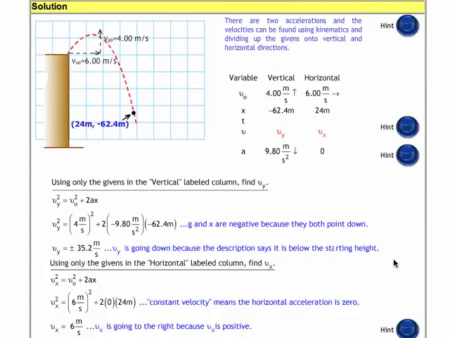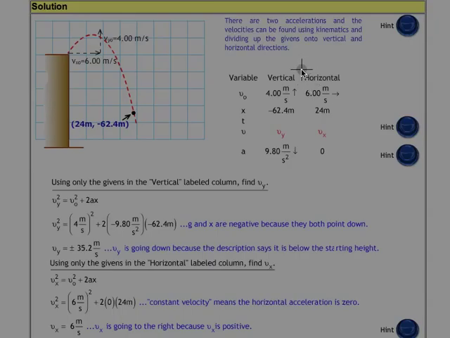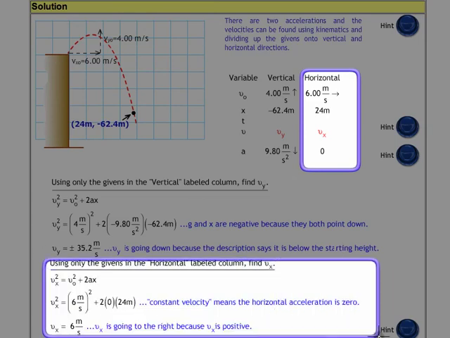Next step, horizontal velocity. To find the horizontal velocity, I'll use my horizontal givens. And mathematically, it works out like this. And I get 6 meters per second for the final velocity. However, because I know that the horizontal acceleration is 0, I really don't need to do any math. Since the acceleration is 0, there's no change in velocity. Since there's no change in velocity, the final and the initial horizontal velocities will be the same.